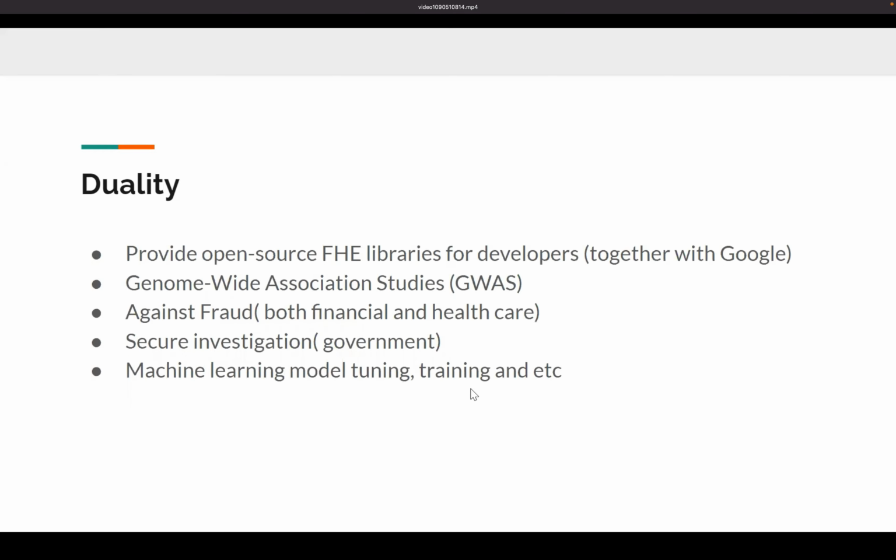Duality provides open source FHE libraries for developers, and, together with Google, works on genome-wide association studies, which is genome analysis. They also provide services against fraud, both financial and at peer scale. They collaborate with government to provide secure investigation, where agencies want to investigate without revealing information about the investigatees, and machine learning model training, retraining, etc., like we discussed above.